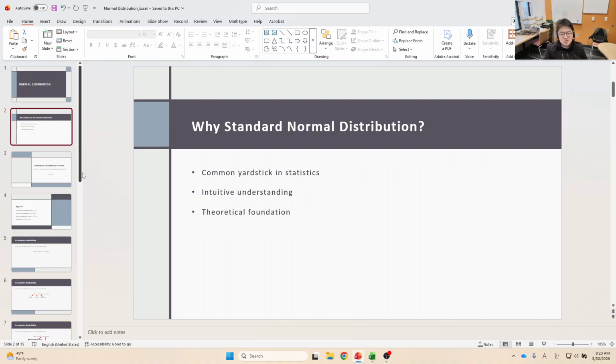Still, the standard normal distribution is important because we are going to compare different random variables, but still the standard normal distribution is the standard, right? So we are going to compare different random variables. In that case, everything will be scaled back to standard normal distribution. So it is very useful in many practices.